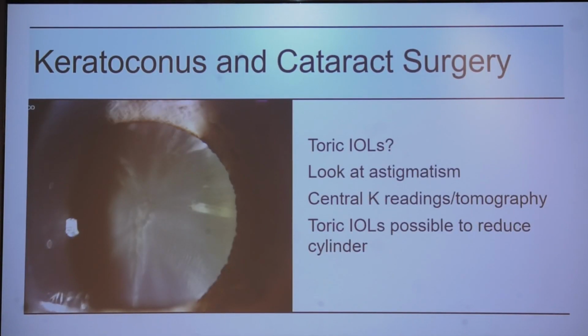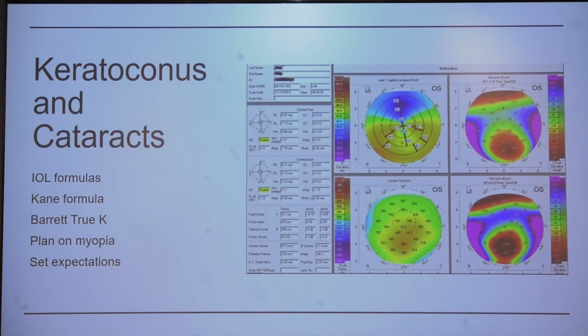Well, what about toric lenses? How do we decide what kind of toric lens to place? Toric lenses are possible to reduce cylinder in keratoconus patients with cataracts. They will not eliminate the cylinder, but we can certainly give them an improved outcome.